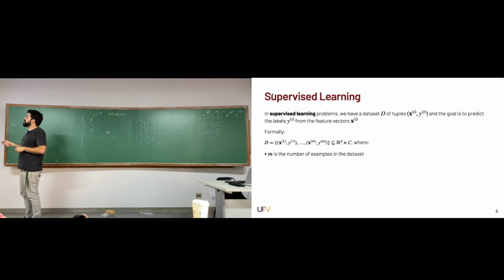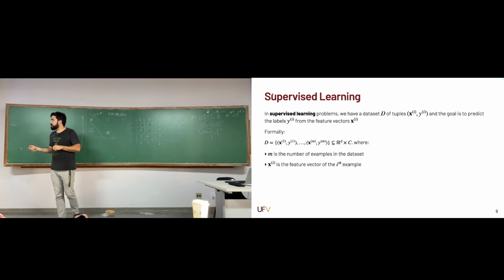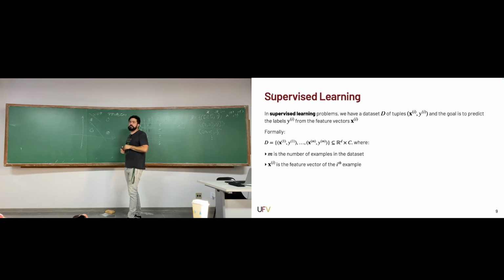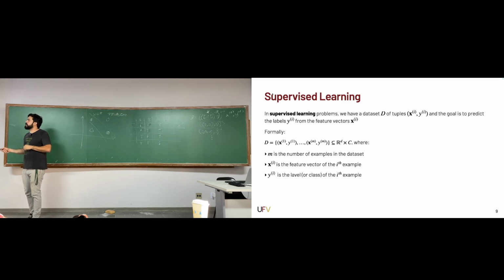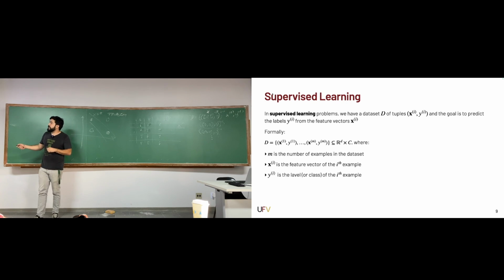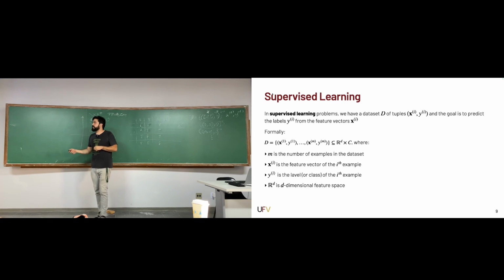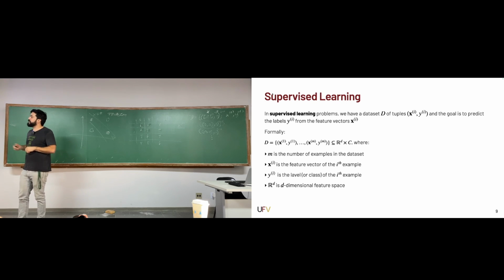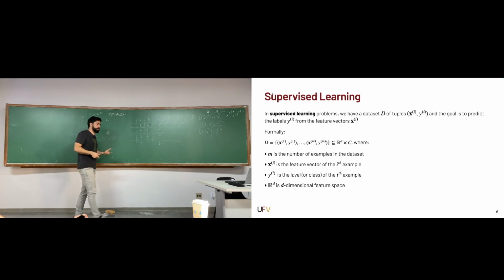Each tuple here, we call it an example. So more formally, x of i is what we call a feature vector of the ith example. And y of i is the label, sorry, there's a typo there, or class of the ith example. And R^D is the set of vectors in the real space with D dimensions. So D is the dimensionality of the feature vector.